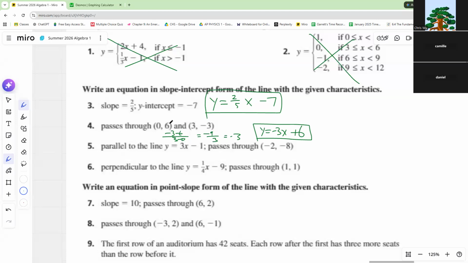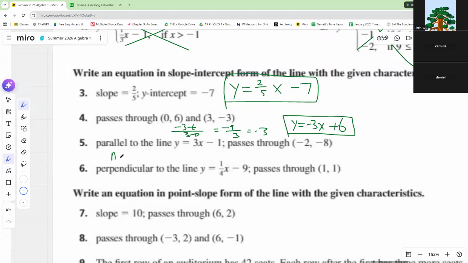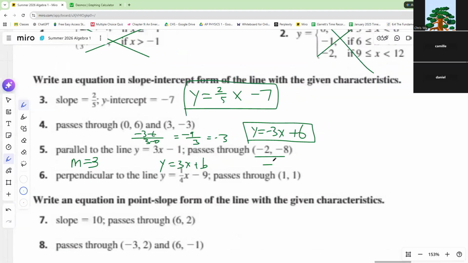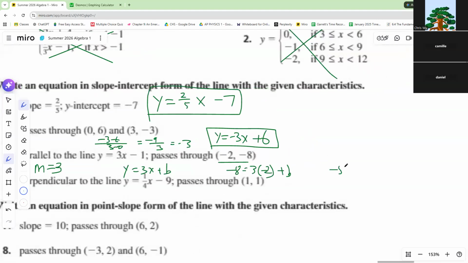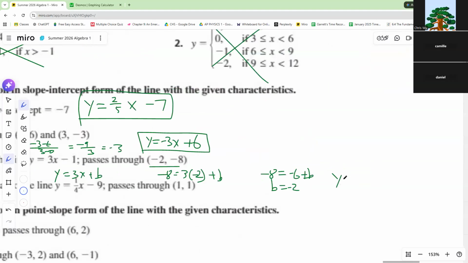All right, let's work out number 5. Parallel to the line, so that means we have m equals 3, and it passes through this point, so I want y equals 3x plus b to fit through this point. So -8 is equal to 3 times -2 plus b. So -8 is equal to -6 plus b, then b better be -2. So therefore my equation would be y equals 3x minus 2.